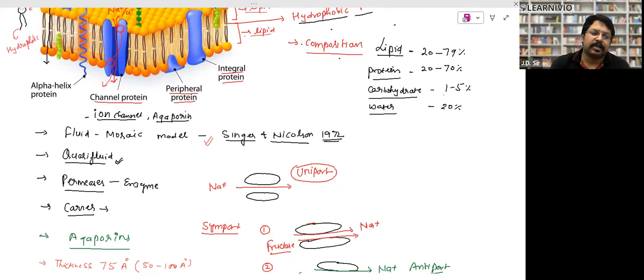They said that this lipid works like a fluid, and this protein works like an integral protein or some mosaic-like structure, right? So Singer and Nicholson in 1972 gave the concept that this is a fluid mosaic model. It is a quasi fluid, meaning not completely fluid or semi fluid, quasi fluid, right? There are some enzymes which are called permeases. We'll discuss later.